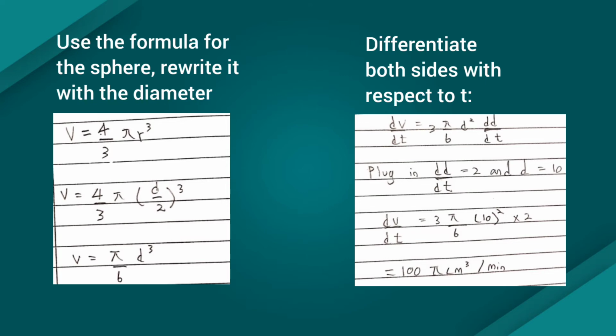dV over dt equals 3 pi over 6 D squared dD over dt. Plug in dD over dt equals 2 and D, which is the diameter, equals 10. So the equation will be dV over dt equals 3 pi over 6 times 10 squared times 2. For the final answer, it will be 100 pi cm cubed per minute.